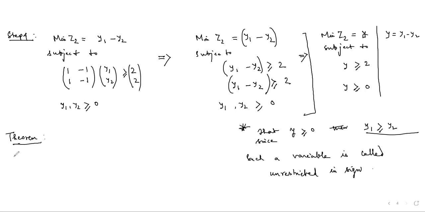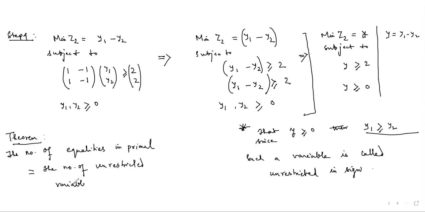Okay, and there is a theorem which says that the number of equalities in primal is exactly equal to the number of unrestricted variables in dual. And vice versa. Okay. So with this, I'm going to conclude my today's session.